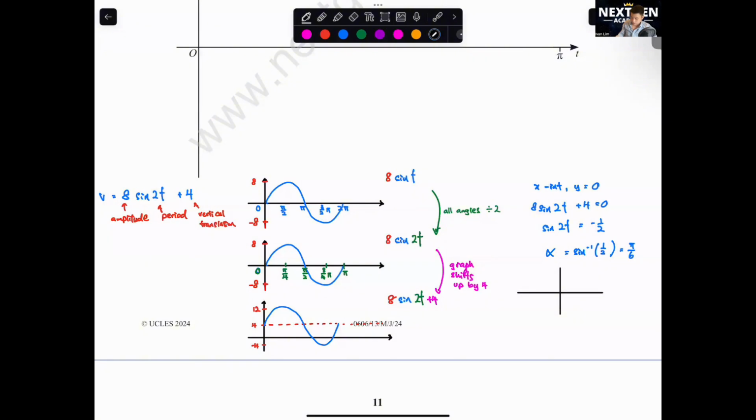Pi over 6, which quadrant will you get? A, S, T, C. Sine is negative. Sine is negative means quadrant 3 and 4. Quadrant 3 and quadrant 4. So it will be here and here. The calculation will be pi plus pi over 6, then 2 pi minus pi over 6.